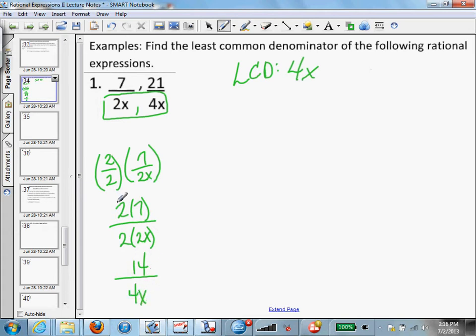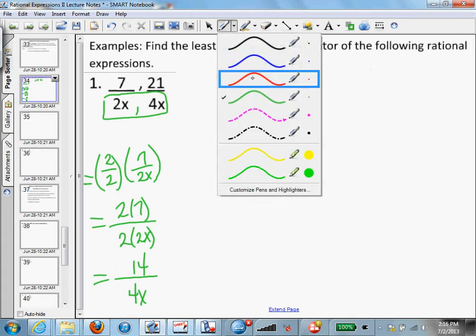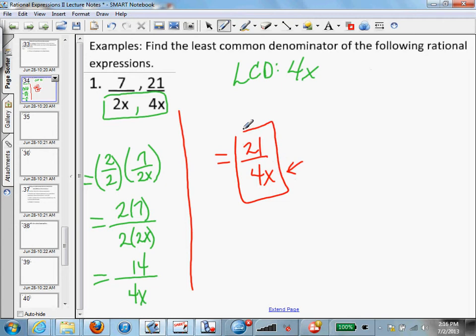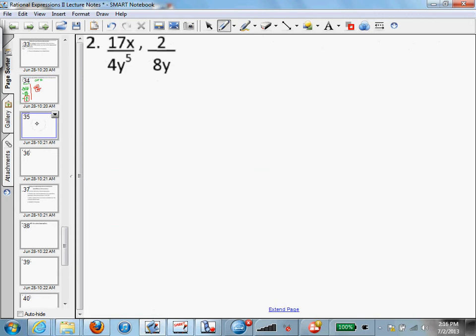And if you were to simplify this, to make it look like the simplified fraction, it would become 7 over 2x. But we're just trying to get common denominators. And over here, 21 over 4x. If you notice, 4x is already in its least common denominator, so it is already simplified. So those are the least common denominators between those two sets.